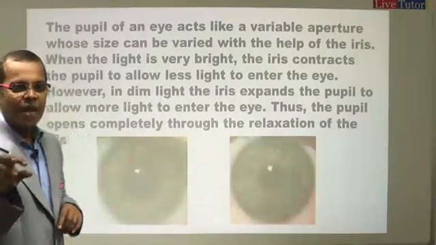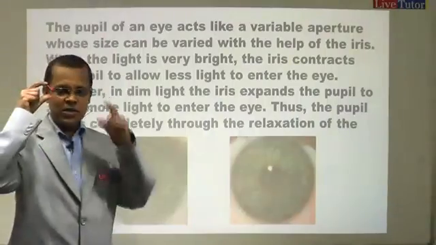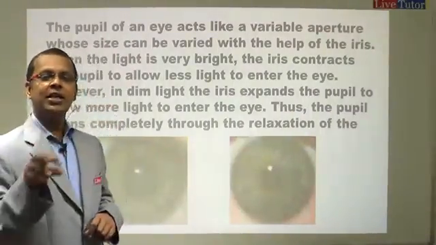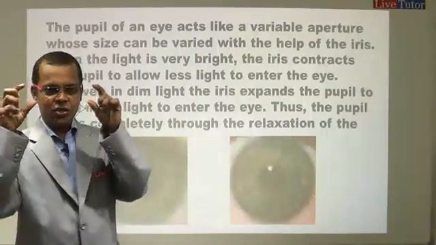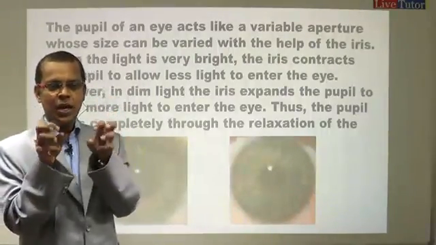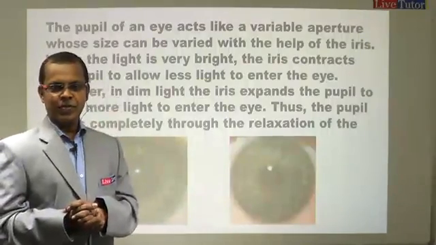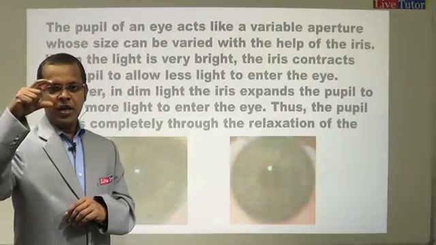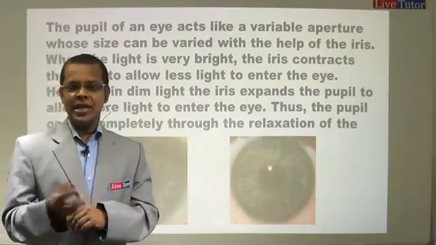So why is it happening? Not because of the external muscles around your eyes, but internally it is the iris which is contracting the pupil to allow less light to enter. That means the aperture of the lens is reduced. So it is like a camera.